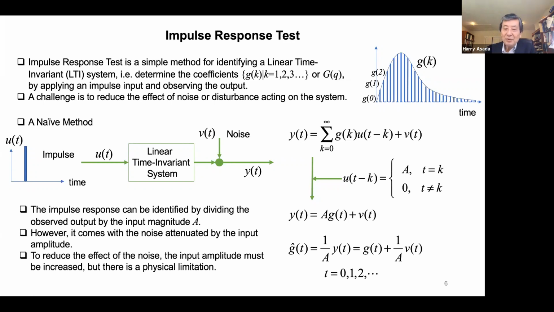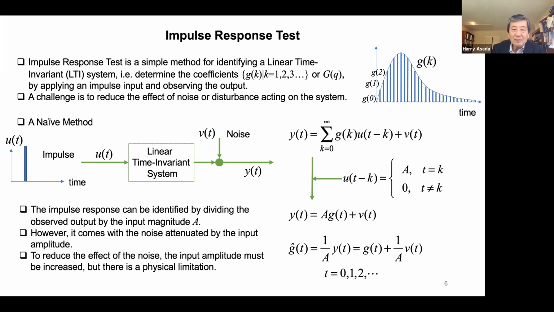But even though you hit the system with a large impulse, there's a physical limitation to it. You can't do that too much. Some systems are very fragile, and you can't apply any big signals to them. So what do we need to do?